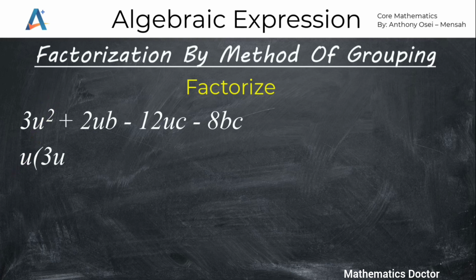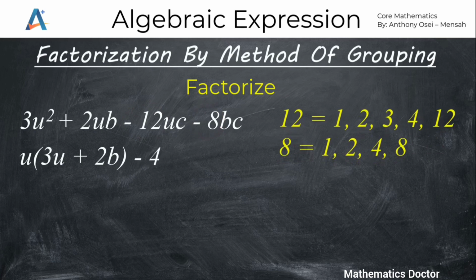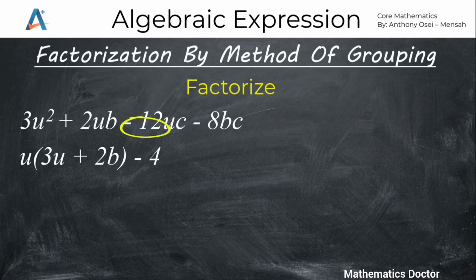Then we go to the next one. Positive 2ub divided by the common factor u. We will see that common factor u will cancel this u, remaining with 2b. So we have positive 2b. To the next one, we have minus 12 minus 8. We can get a common factor minus 4. So minus 4 will be a common factor for minus 12 minus 8. Then checking the variables uc, bc, c can be a common factor. So at the end, minus 4c is a common factor. Open and then close the bracket.